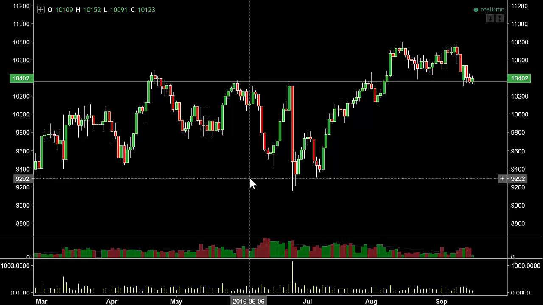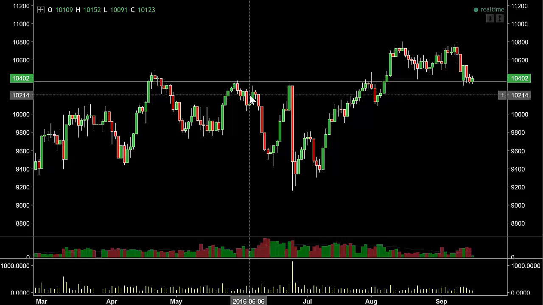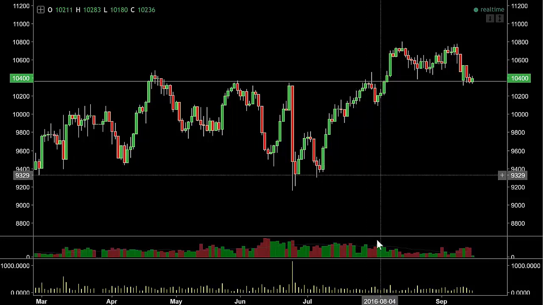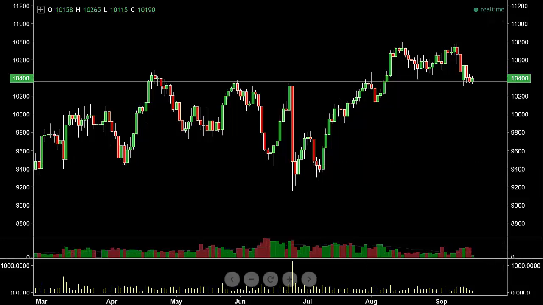So that's how you draw your resistance and support lines, whichever time frame you're looking at. You don't have to be completely accurate with it. I don't think you need to be really, really focused on it, but you just have to be broad and say that's a really key level. That's going to come into play during the trading day or not, as the case may be. But at least if you know it's there, then you can be prepared.